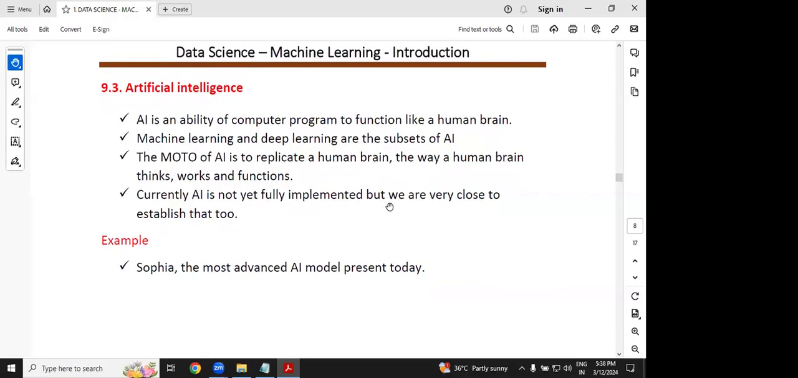Currently, AI is not yet fully implemented, but we are very close to establishing that too. Let me tell you, one of the best examples for AI is, do you know about Sophia? Any idea? Let me search Google.